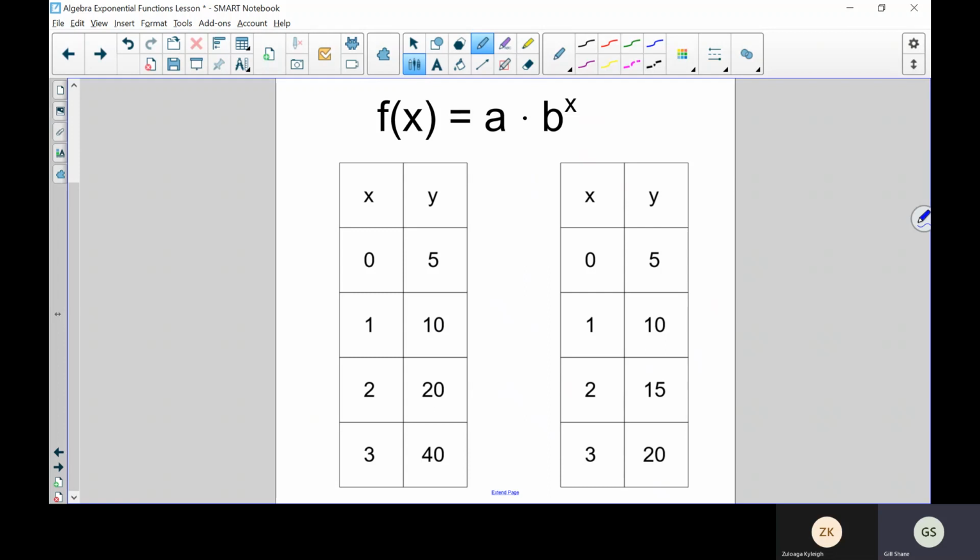Alright, I think people are wrapping up, so I'm going to go ahead and do the next piece. Keep copying if you're copying. So if you'll notice, in both the tables, my x values are going up by 1. Really, the x values are the exact same in both tables.